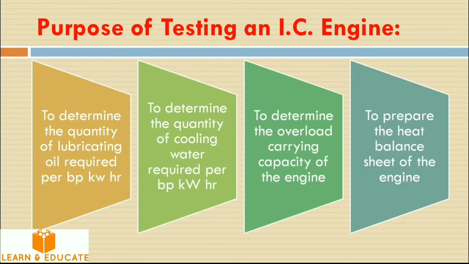Then to determine the quantity of lubricating oil required. So you know that there are various moving parts within the engine: piston, cylinder, connecting rod, crankshaft, right? So everything, since these are mechanical moving parts which are in contact with each other, lubrication oil is required. So quantity of lubricating oil required per brake power kilowatt hour.